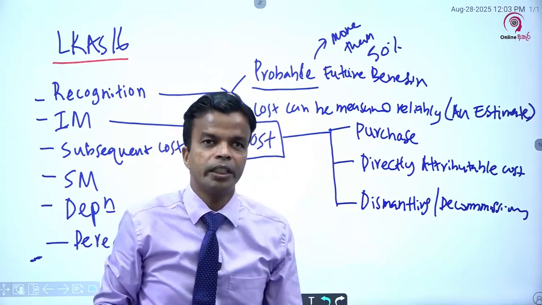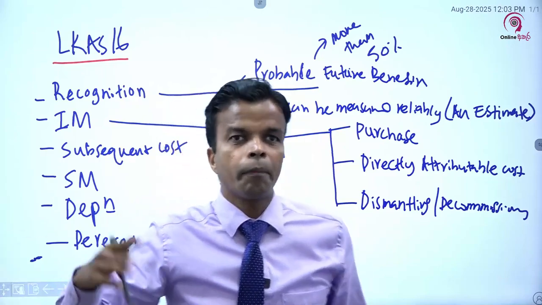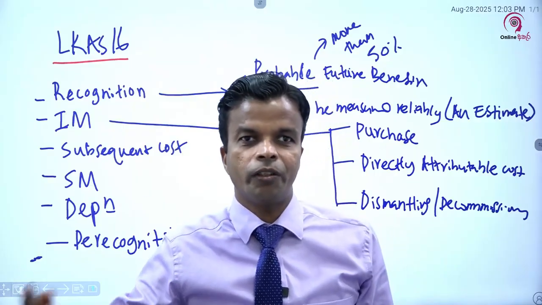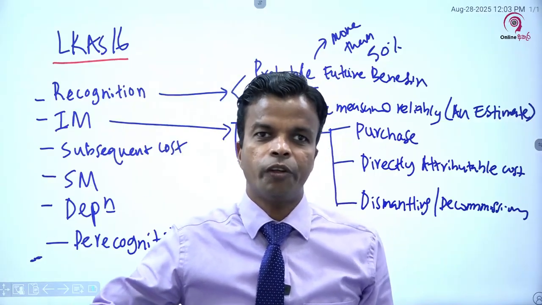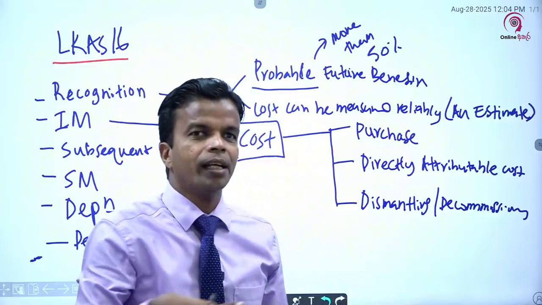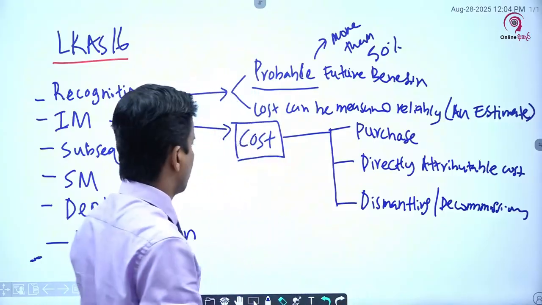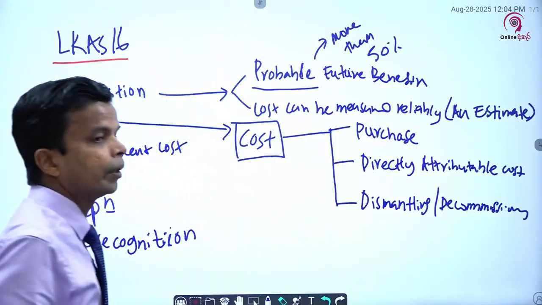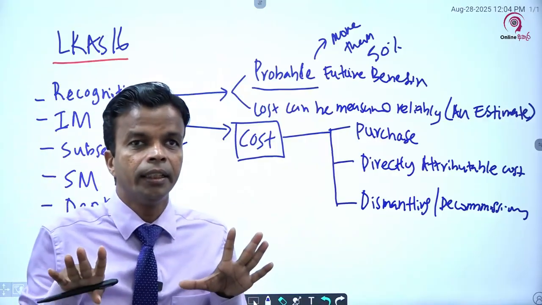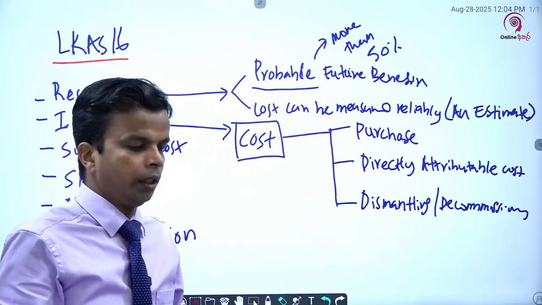That is what we call dismantling cost. You do a present value calculation and estimation of whatever future expenses you have to incur. That present value, you can take it there. That's a different calculation, but that's also part of your PP&E cost. So that is initial recognition at cost.